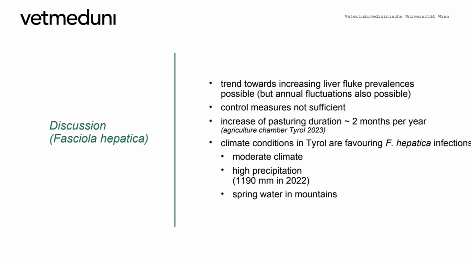So there is a trend of an increasing prevalence of liver fluke in Tyrol, although it's also possible that these are just annual fluctuations and not a continuous upward trend. Furthermore, the implemented control measures don't seem to be sufficient because the prevalence did not decrease since 2005. One reason for the increasing prevalence might be that more cattle are now grazed on pasture than in previous years. And it's also very likely that the climate conditions in Tyrol favor Fasciola hepatica infections, with a moderate climate, high precipitation, and the spring water in the mountains.